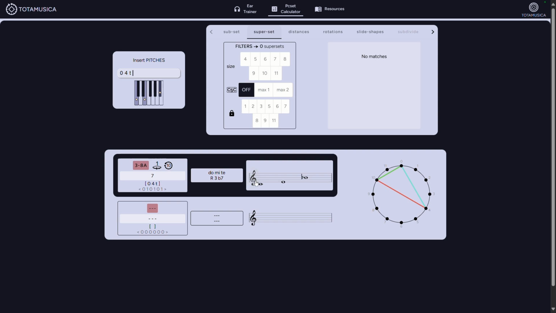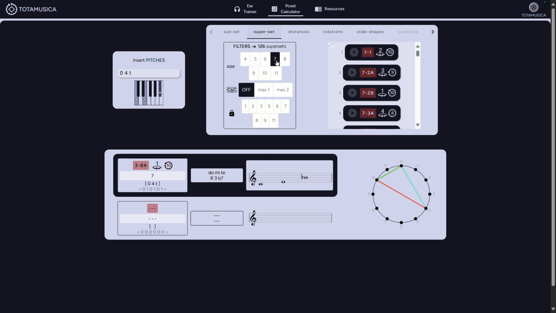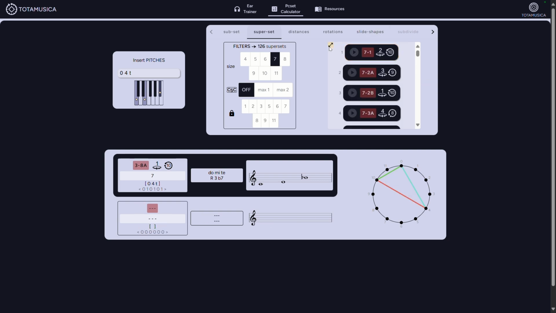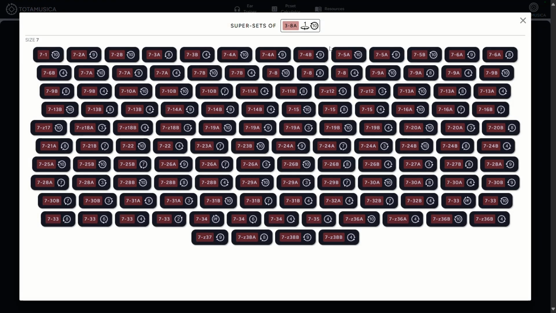In integer notation, these correspond to 0, 4, and 10, or T. Interestingly, this trichord is known in Forte set theory as 3-8A and is nicknamed 7 in our system. Next, we perform a superset calculation to identify heptachords, 7-note sets, given that traditional Western scales are predominantly 7-note scales. The initial result yields 126 heptachords, meaning that the specific notes C, E, and B flat are found in these and only these 126 7-note sets.